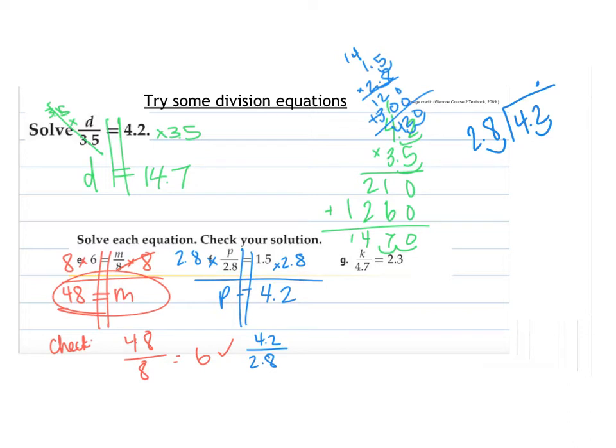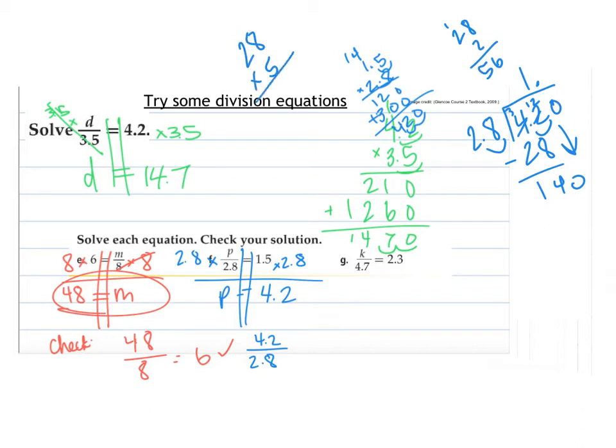How many times does 28 go into 42? Well, 28 times 2 is 56, that's too many, so it goes in there once. 28 times 1 is 28, 42 minus 28 is 14. Well, we want it to equal 1.5, so let's see if it goes in there 5 times. So 28 times 5, that would be 140. So, yes, that works. That's what we were hoping to get. So here's our answer.